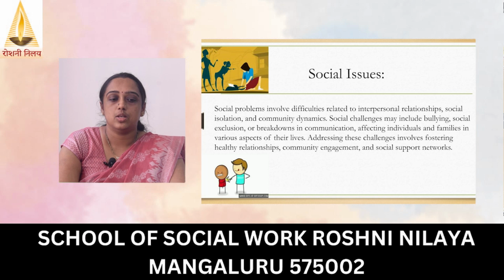Social issues. Social problems involve difficulties related to interpersonal relationships, social isolation, and community dynamics. Here, a teenager from a lower income neighborhood is bullied at school due to his disability, leading to loneliness and low self-esteem despite his intelligence.